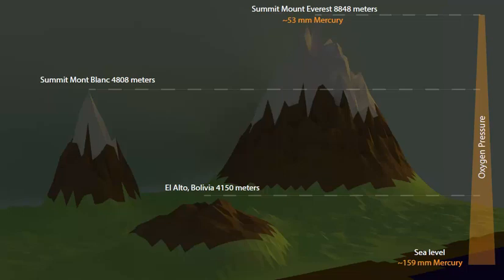The column of air in the atmosphere is compressible, and because of that, its density decreases exponentially ascending from the sea level. On top of Mount Everest, the highest point on Earth, oxygen pressure is just around 53 millimeters of mercury, which is just 1/3 of its sea level values. Because of this, lack of oxygen is a major problem at the summit of Mount Everest.